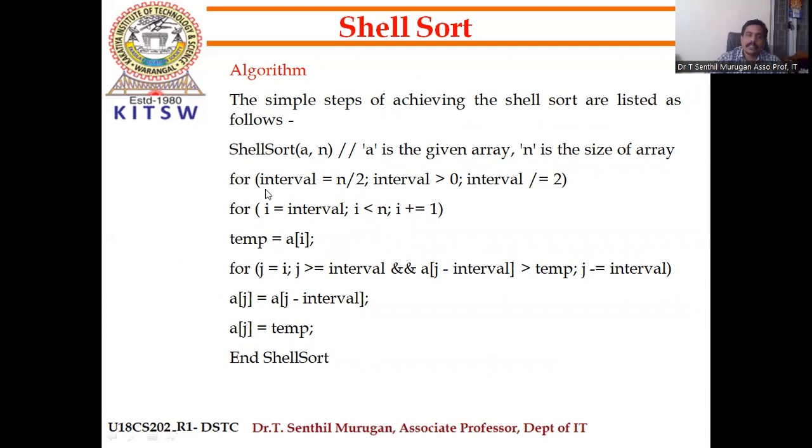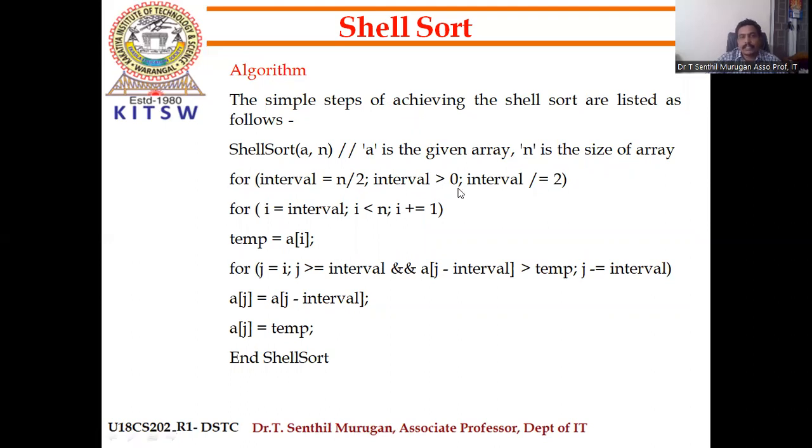After getting it, we have to calculate the interval. Interval equals n by 2. So the n value, whatever we are getting as the number of elements, will be divided by 2. So initially we will take 50% of the elements. We will compare the first element of the first portion with the first element of the second portion.